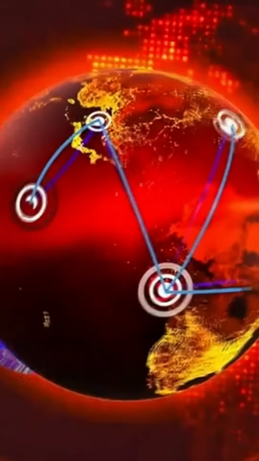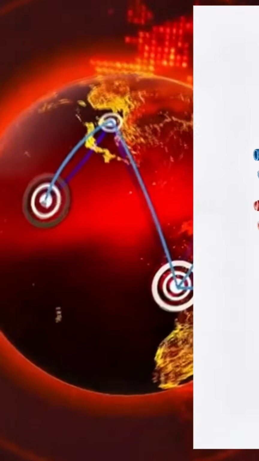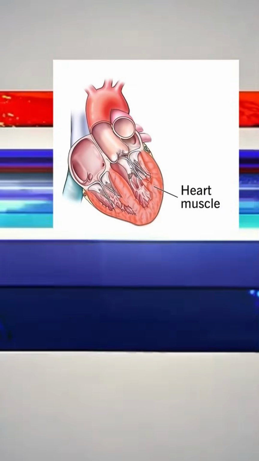And today we're going to discuss how blood circulates through our heart. First, we have the oxygenated blood. The oxygenated blood will enter the right atrium from the systemic circulation through the superior and inferior vena cava and from the heart muscle through the coronary sinus.